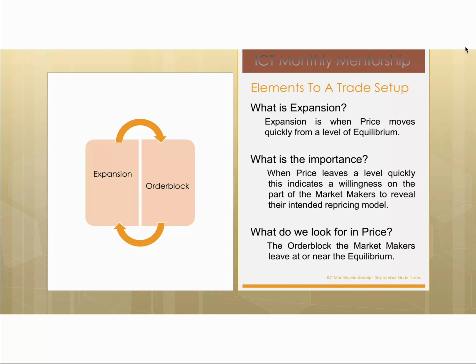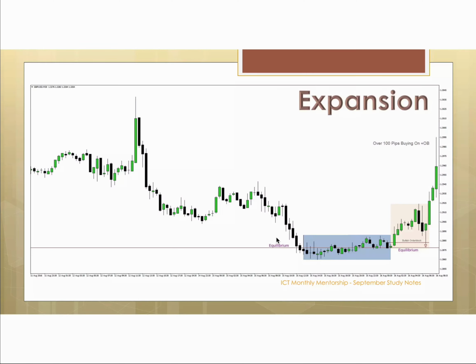So why is it important? Because when price moves quickly, there is a chance to see what the market maker is trying to do here. We can see what their intent is, and we can use the order block. The order block the market maker leaves at equilibrium can give us an idea into where price is going to move. So you can see here's the equilibrium point. We create a bullish order block here, and this gives us an indication to buy.